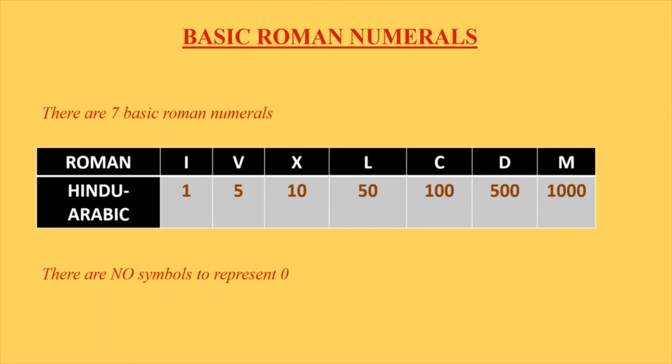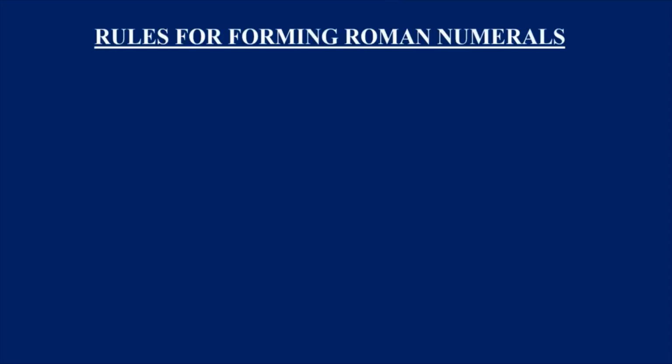Now the 7 basic Roman numerals are I, the value of which is 1, V, 5, X, 10, L, 50, C, 100, D, 500, M, 1000. Now let's look into the rules for forming Roman numerals.